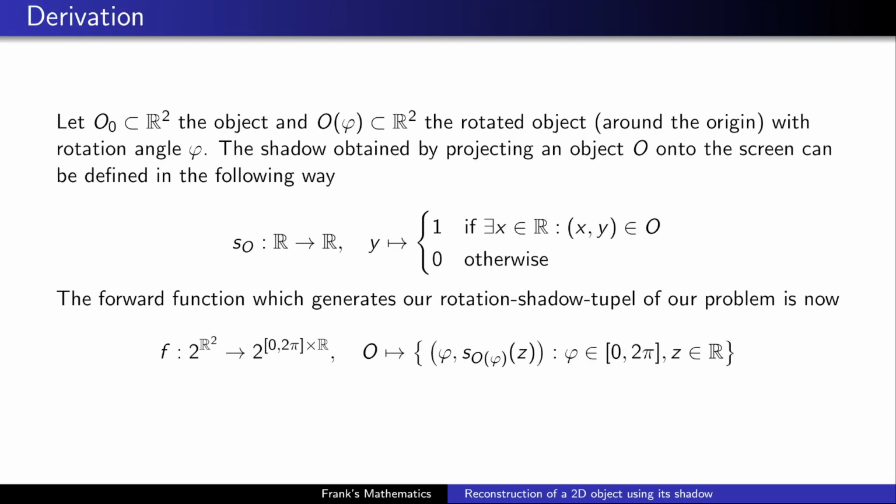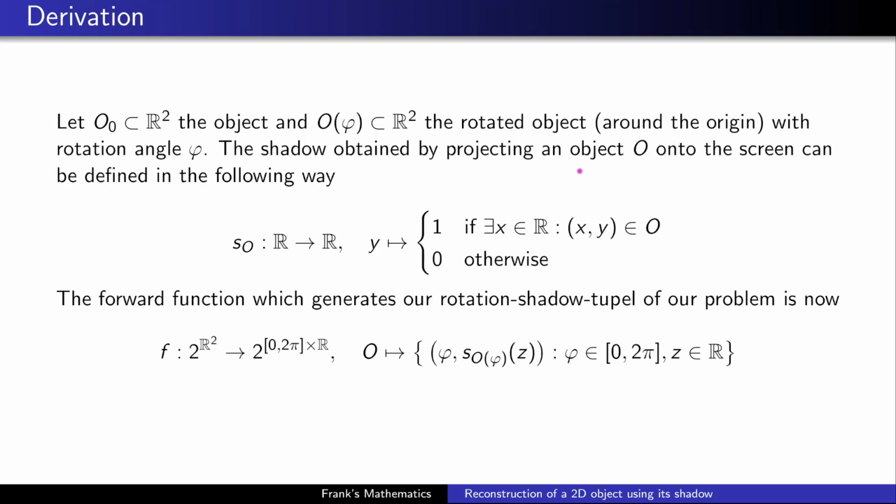With this short disclaimer in our heads, let's start giving some objects some names. Our object is called O, and the rotation angle is called phi. If the object is rotated by the angle phi, this object is called O of phi. This, of course, is now a subset of our space R2. And we can now formalize the shadow on the screen using the light traveling from left to right in the following way. Imagine a light beam going from left to right, parallel to the x-axis.